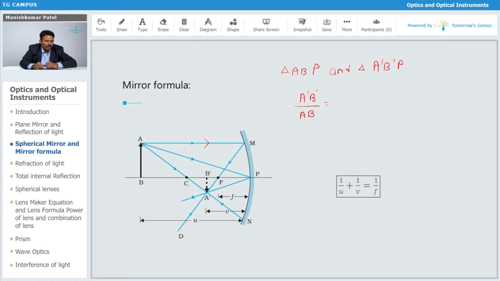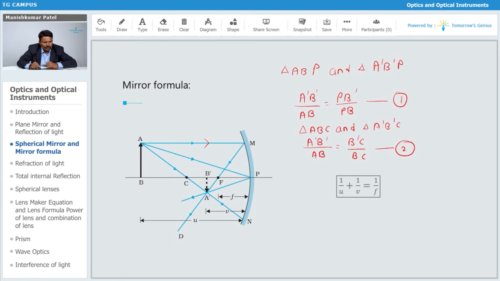Again, similar to that, I can write it down: PB dash upon PB. So this is the first equation. Again, consider the second pair of triangles: triangle ABC, and triangle A dash, B dash, C. In this triangle we write again the same thing, A dash, B dash upon AB. Similarly, this is B dash C upon BC. So this is your second equation.